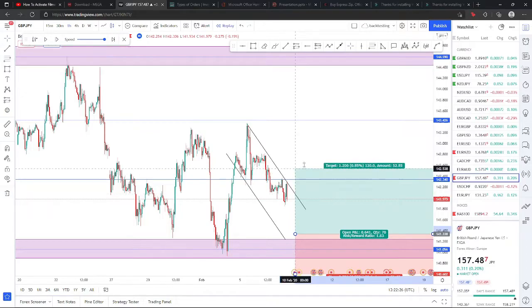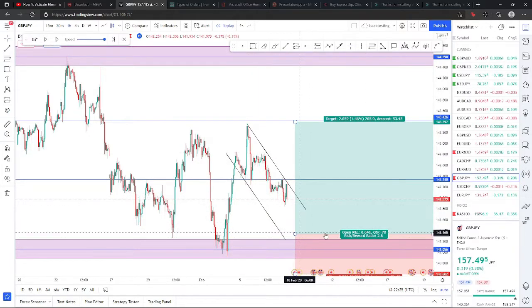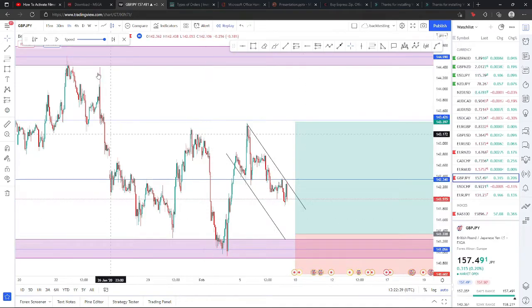I'll put my profit target up here. What this will do is let your broker know that once the market reaches this price level, that's when your buy limit order is going to be triggered. So right now, let's let the market play out and see how it goes.